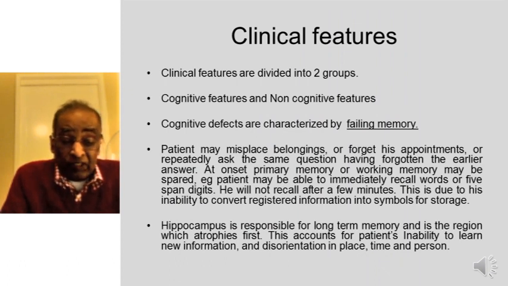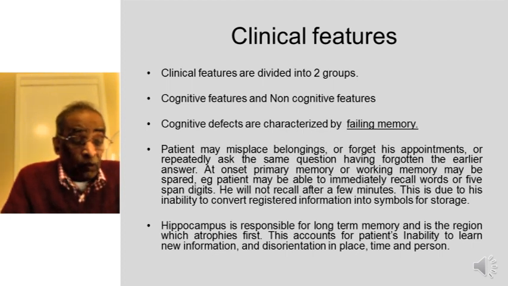Patients may misplace things or forget appointments or repeatedly ask the same questions, having forgotten the earlier answer. At onset, primary memory or working memory may be spared. For example, the patient may be able to immediately recall words or a 5 digit span. He will not recall after a few minutes. This is due to his inability to convert registered information into symbols for storage.